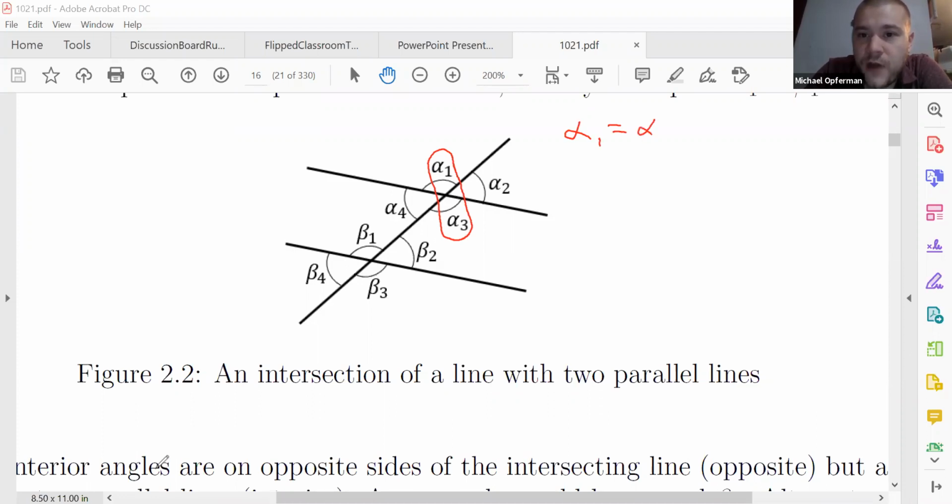This is referred to as two angles being vertical. Because they're opposite of the intersection, they're basically mirror images of each other, and so they have to be equal in terms of the number of degrees. Similarly, an angle like alpha 3 with beta 1, those guys are equal to each other.